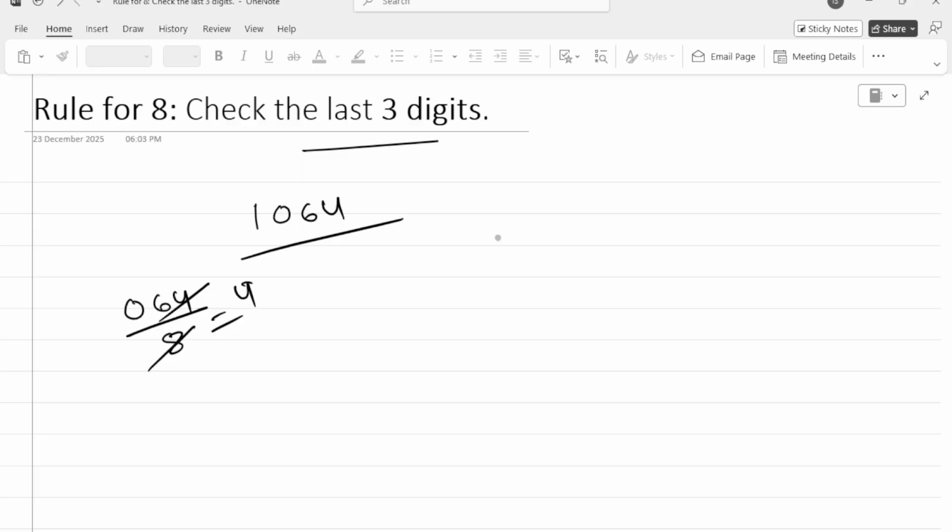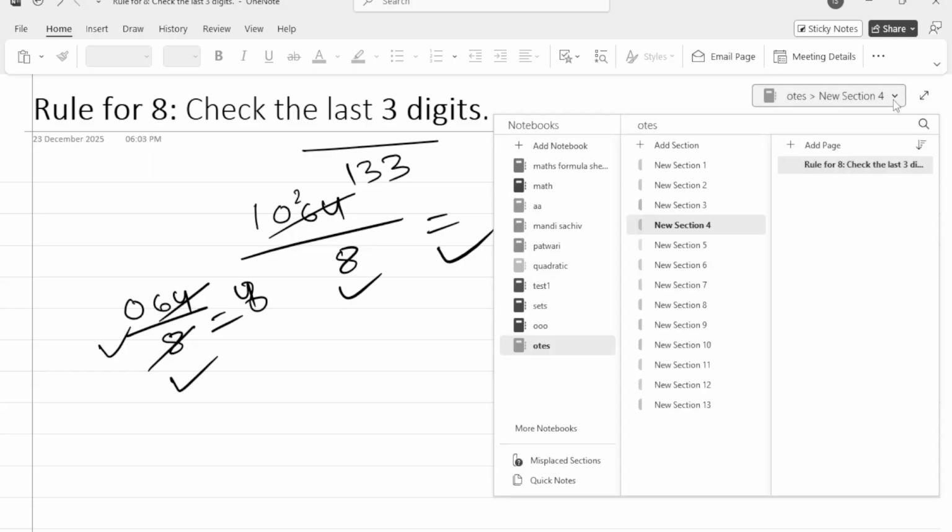That is 8 times 8 is 64, which is divisible. Now we look at 1064. 8 ones are 8, and 8 twos are 16, 2 carry forward, and 8 threes are 24, again 2 carry forward. That is completely divisible by 8. For any number, if the last three digits are divisible by 8, then it is completely divisible by 8. Now move to the next slide.